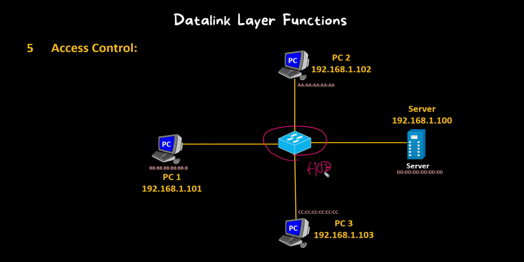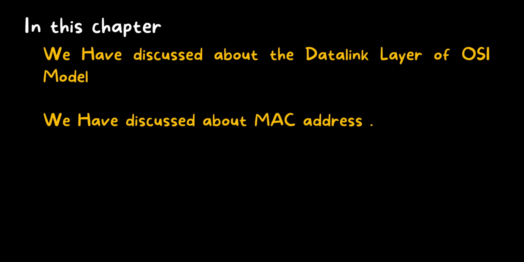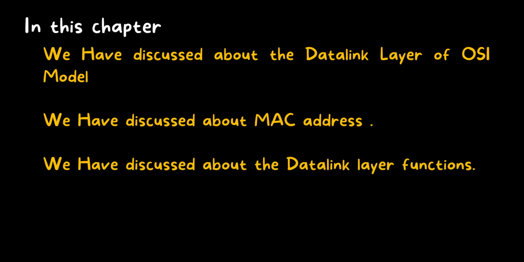This is how this concept is effectively managed in a network with multiple devices by using access control. So this is one of the data link layer functionalities, to control access to the transmission channel to avoid collision and loss of frames. In this chapter, we have discussed the data link layer of the OSI model, then the MAC addresses, and finally the data link layer functions.